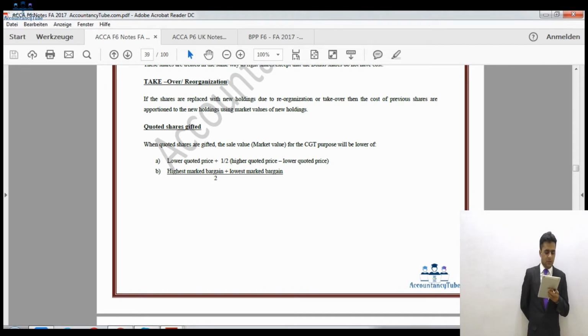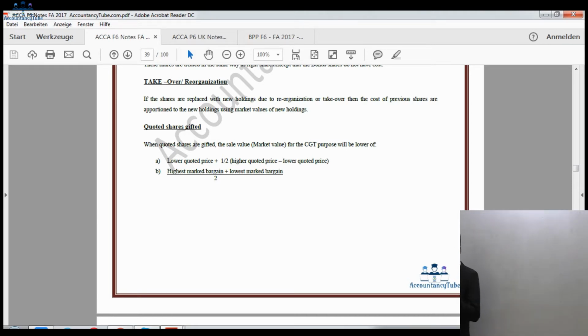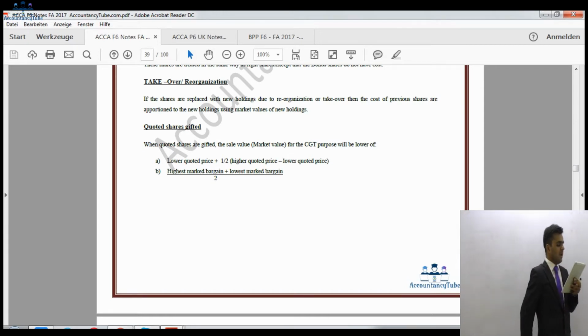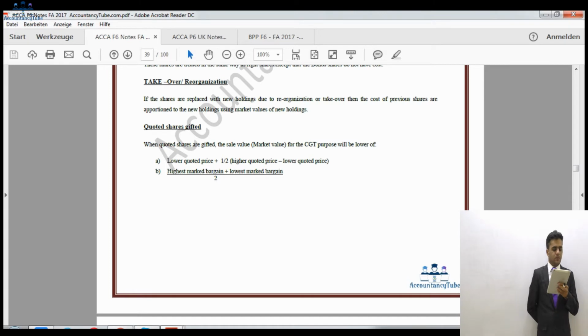If quoted or listed shares are gifted, then that's how we calculate it for capital gains tax purposes. When quoted shares are gifted, the market value for CGT purposes will be calculated as follows: we take the lower quoted price, which will be given to us in the question, plus half of the difference between the higher quoted price and the lower quoted price.